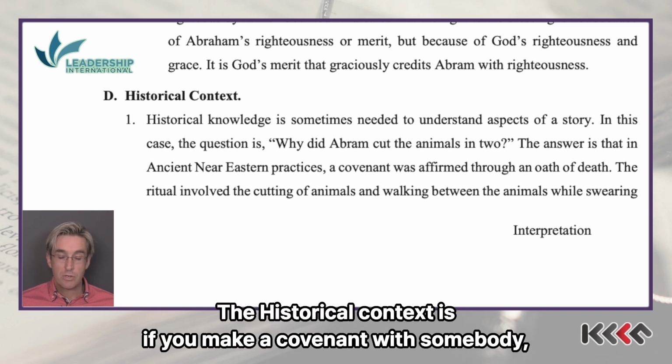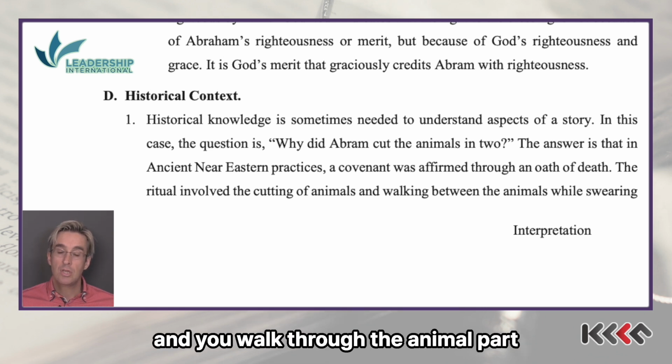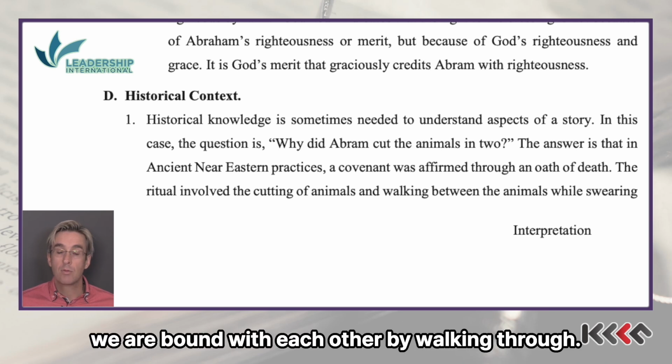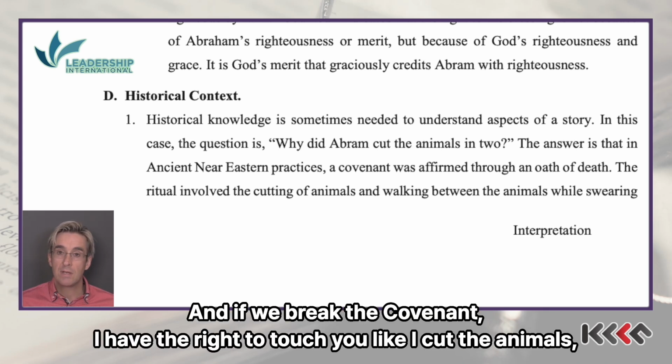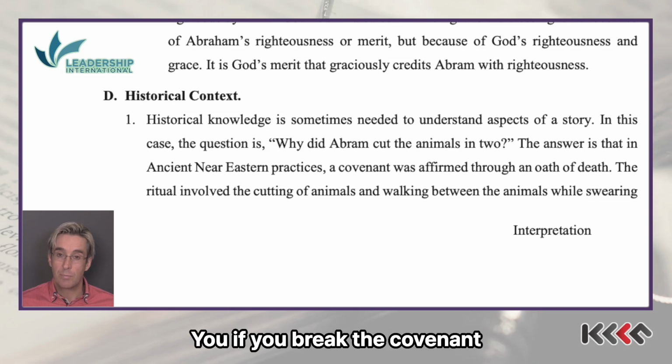The historical context is, if you make a covenant with somebody, you take an animal, you cut it in two, and you walk through the animal parts, implying we are bound with each other by walking through, and if we break the covenant, I have the right to cut you like I cut the animal. So it was very, very severe. Breaking the covenant in those days could mean death upon you.